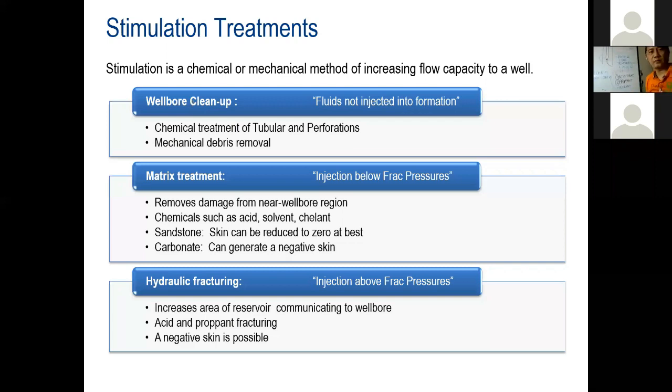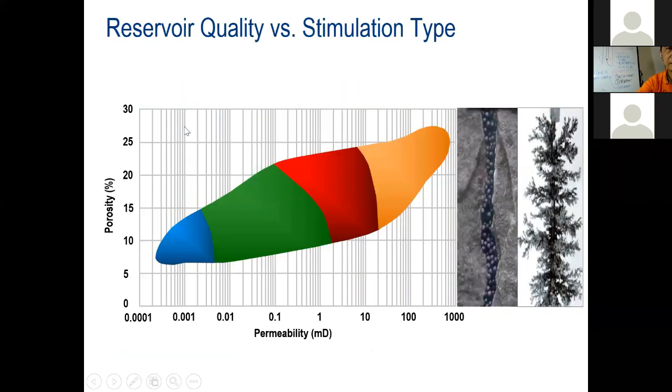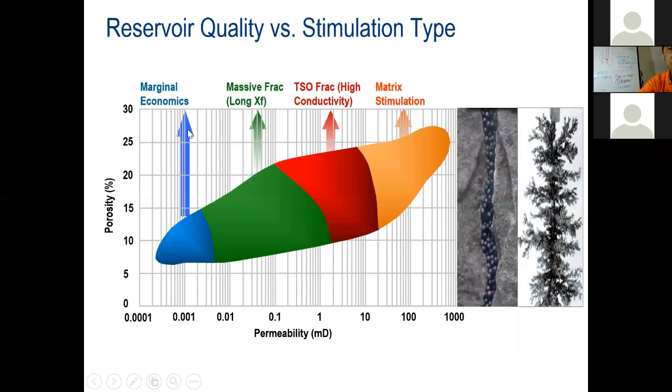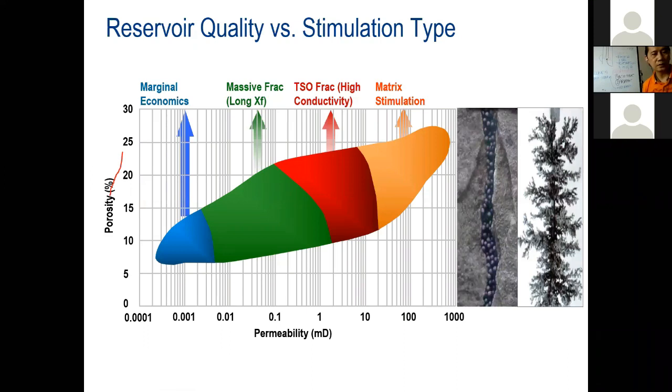We have wellbore cleanup, we have matrix treatment, and we have hydraulic fracturing, okay, which is divided into two, acid and proppant fracturing. Let's move on. Now, there are many ways how we want to do this fracturing, right? So anyway, this is the permeability, this is the reservoir quality.